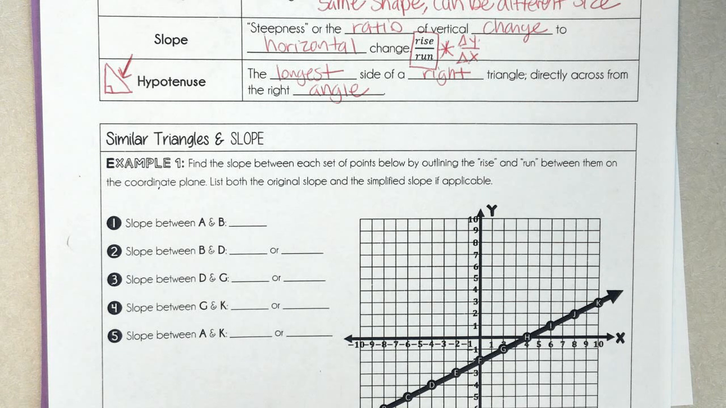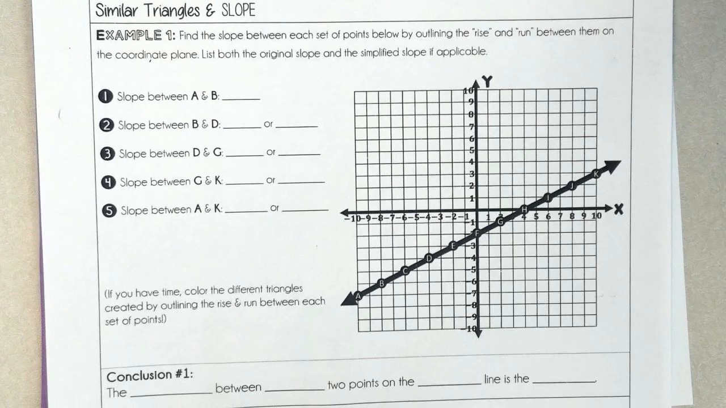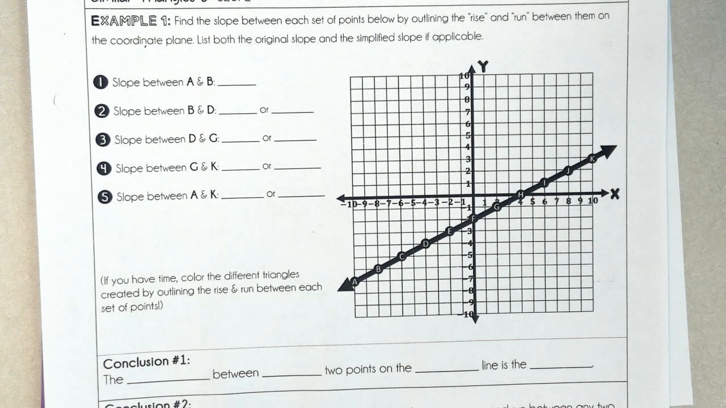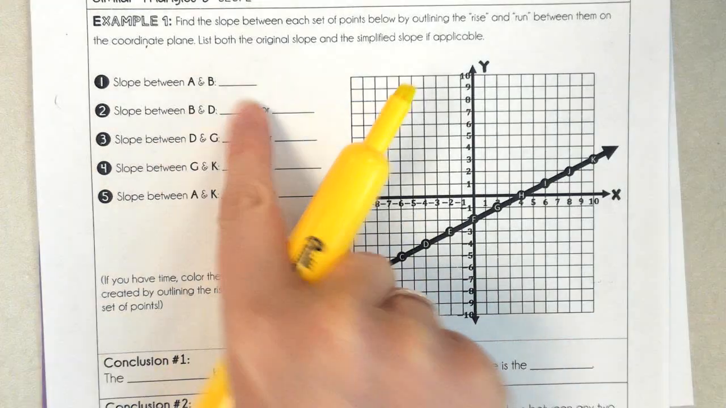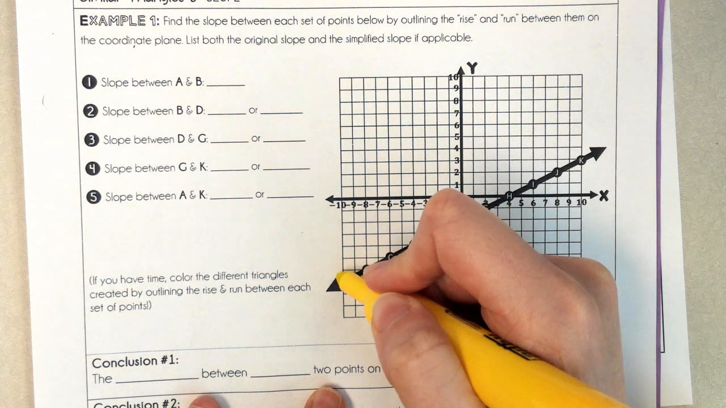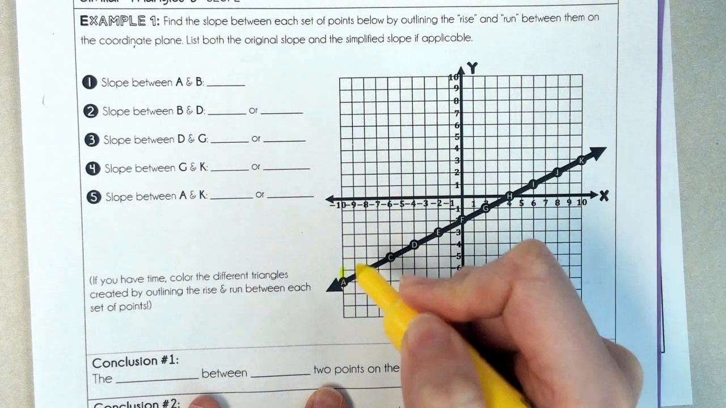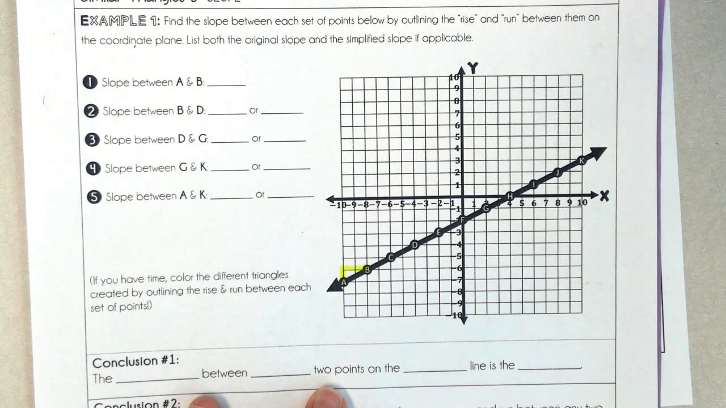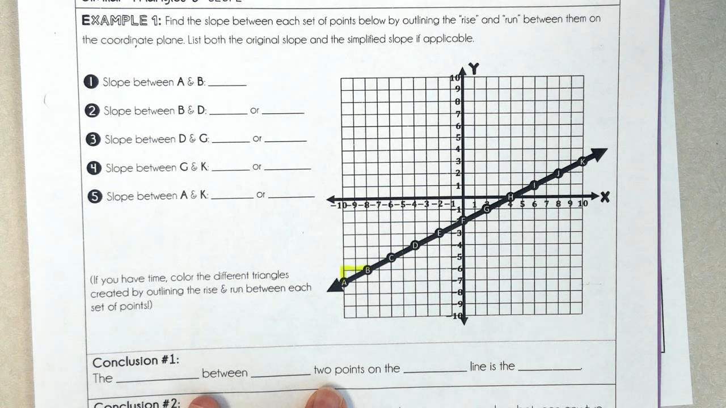So the very first part says, find the slope between the set of points below by outlining the rise over run between them on the coordinate plane. List both the original slope and the simplified slope if applicable. Okay? So when we start off with our rise and our run, I'm going to use a highlighter. I think it's just easier to see a highlighter on here. But you can always do it with a pen or pencil too. So slope between A and B. If you're confused at what this is asking you to do, watch up here. So I have my rise from A to B. And then I have my run from A to B. We're just outlining our rise over run.